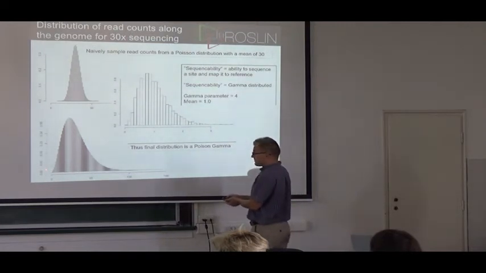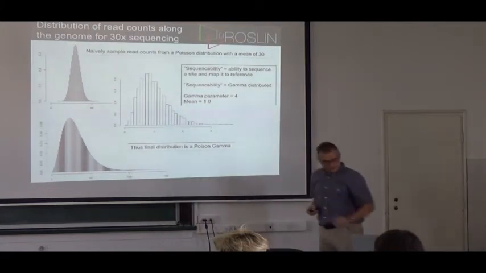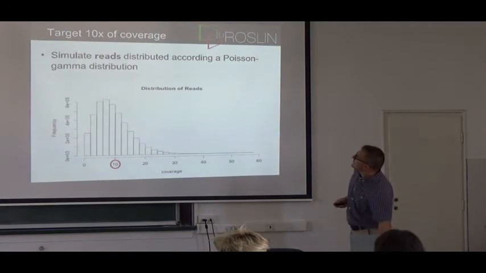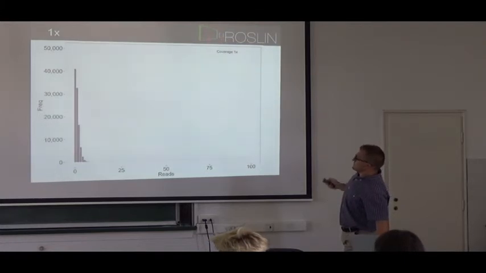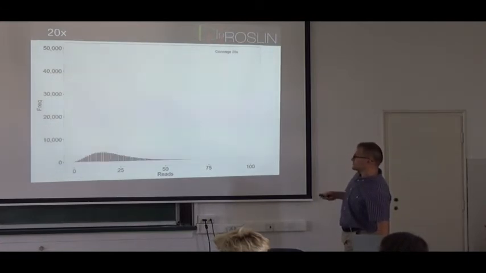So some sites are still going to have 0 reads. Those are sites that are virtually impossible to sequence with the usual sequencer. On average we're going to get 30x, but some sites are going to have even more than 100x. Now this is with 30x. This is going to be the distribution with 10x, so we have this tail. This is 1x, so quite a lot of sites without any reads, but some with 1, some with 2, 3, 4. Then as the coverage increases, the distribution changes.